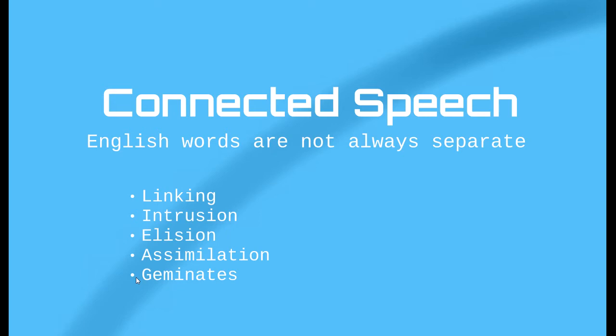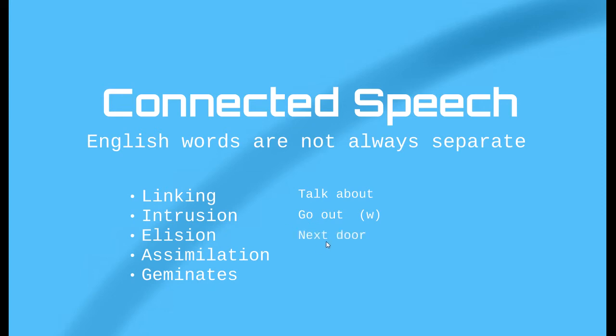Okay, linking. With linking, I have 2 words here, talk about, but that's not how they sound. We don't actually have a space in between. We put these together. The K goes with the A, so I say talk about, talk about. The next kind is intrusion. With intrusion, we have a sound that intrudes or goes in between these letters, and that sound in this word is wa. So I have go out, go out. So I don't have a pause in here either.